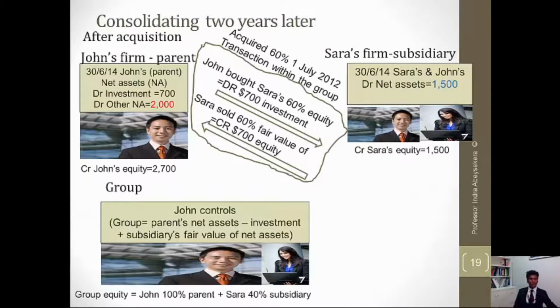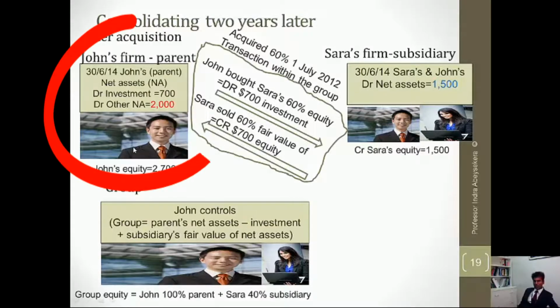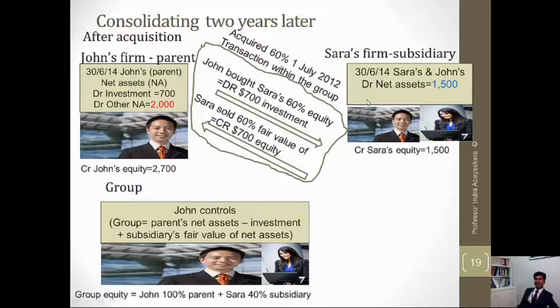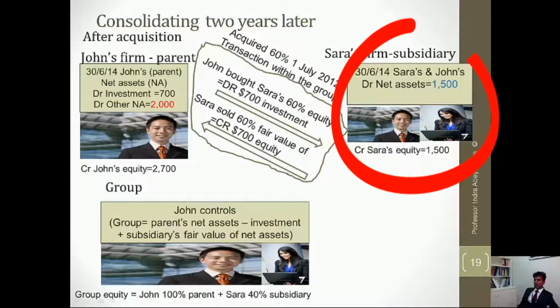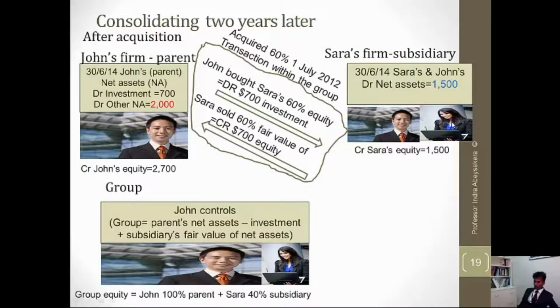So here's John's company, or the parent, and here's Sarah's company, John owning 60% and Sarah owning 40%. Here's the group. In that, John appears once only, and Sarah as well is in the group.